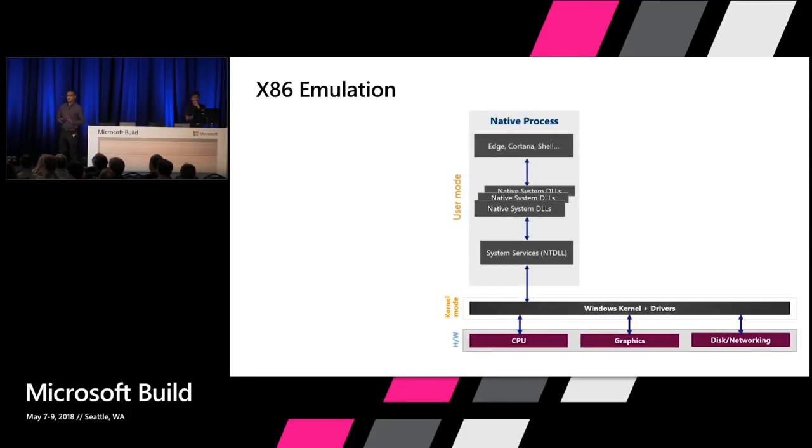So here's a quick system architecture diagram on what this looks like. Here you see a native application. Hari talked about this earlier. For example, Edge, Cortana, Shell, these are native ARM64 applications.